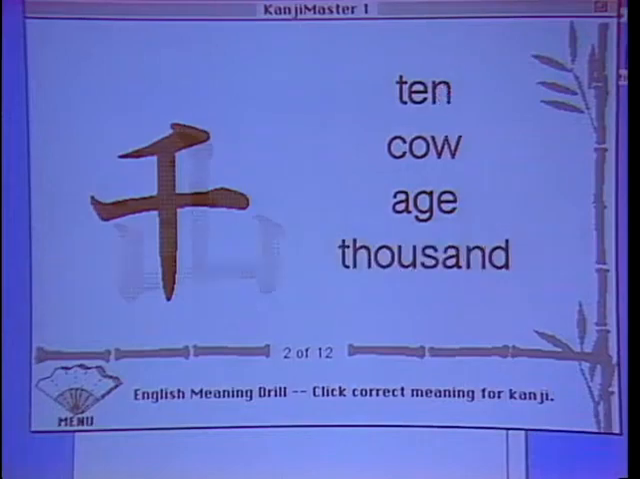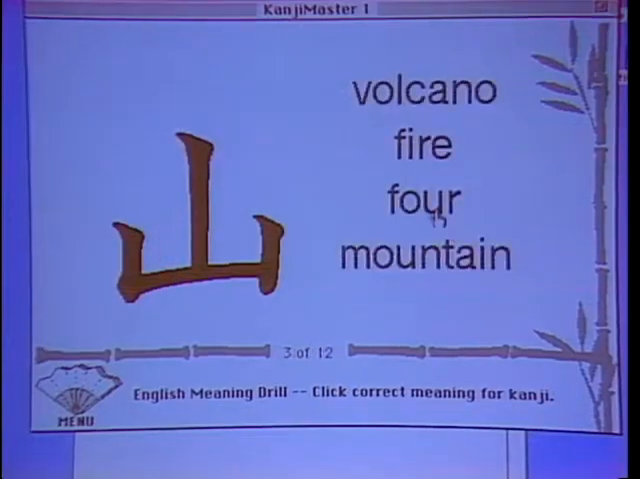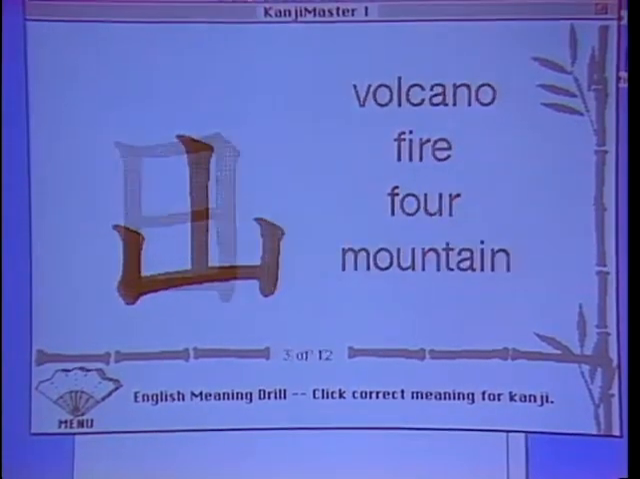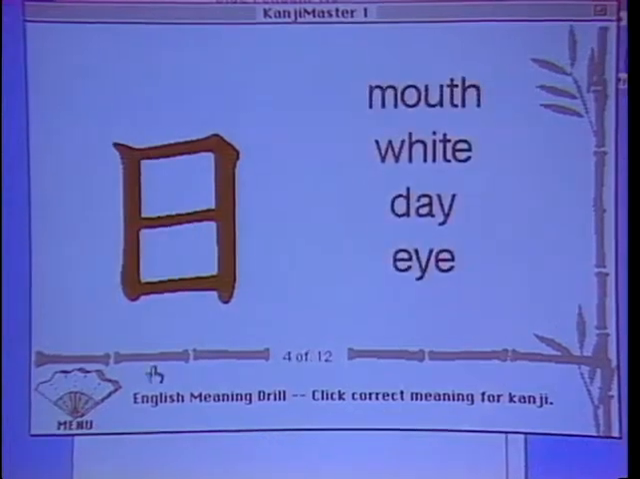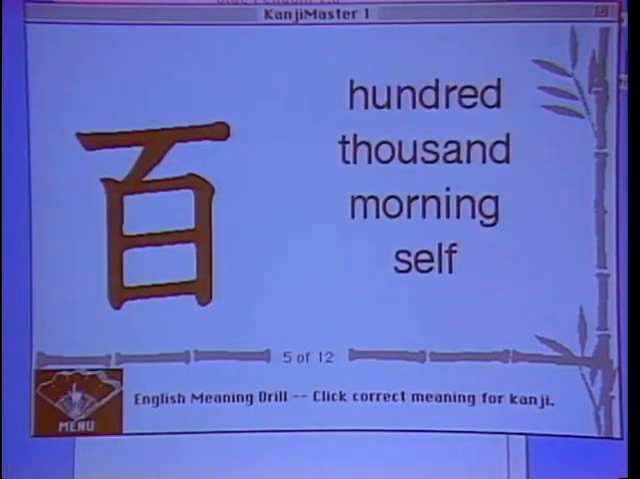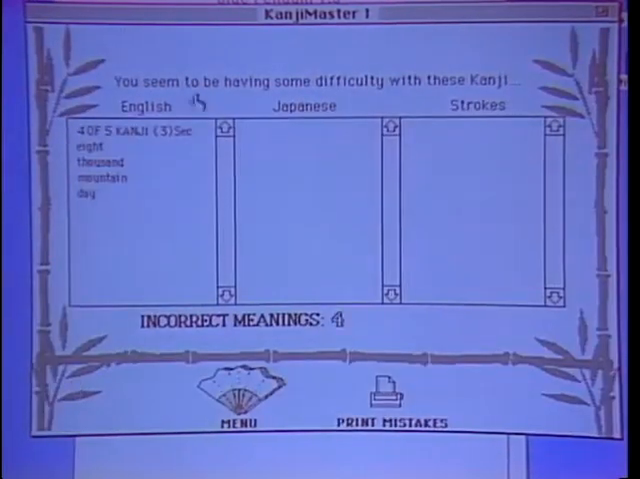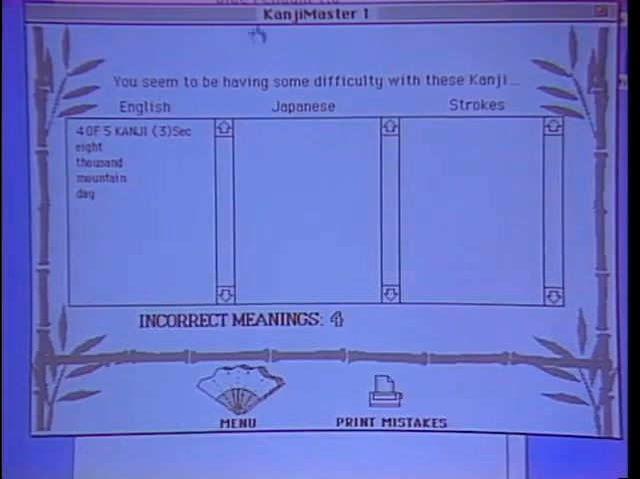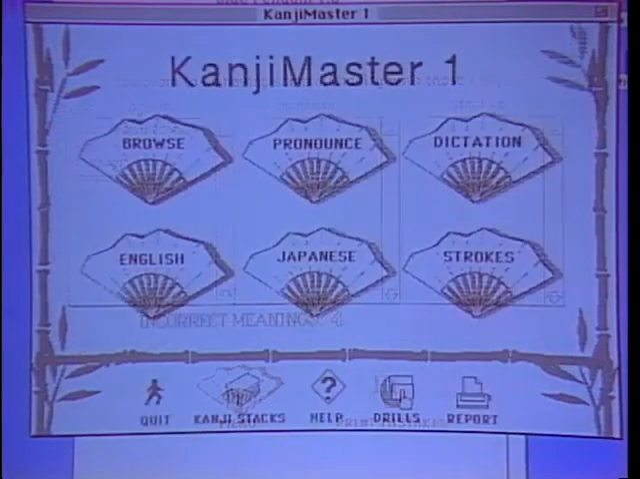If you're right, it'll tell you, and like that. In addition to that, you can do a lot of other things with it. For example, you can do the same thing in Japanese. By the way, this shows me all the ones I missed, and I can print them out, and create a subset of these and practice on just what I missed.